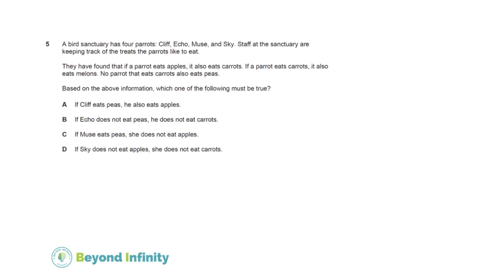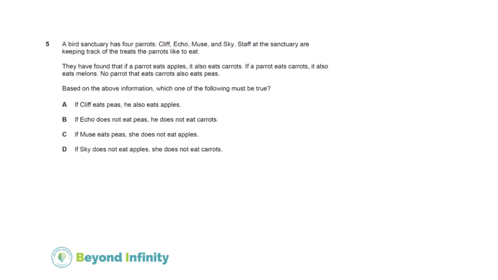Hi everyone, this is William here from Beyond Infinity, and today I'm going to go over this question which comes from the selective sample test for 2022. It's a question in the thinking skills test sample that is available on the Department of Education of New South Wales website. And the question goes like this.